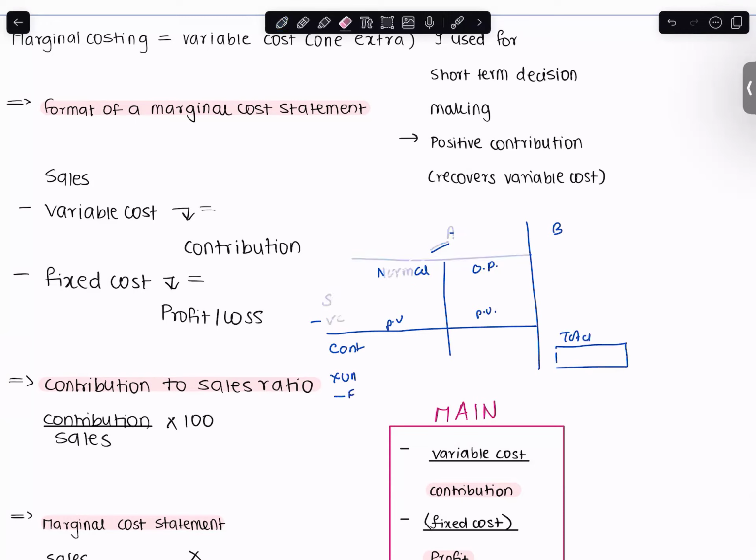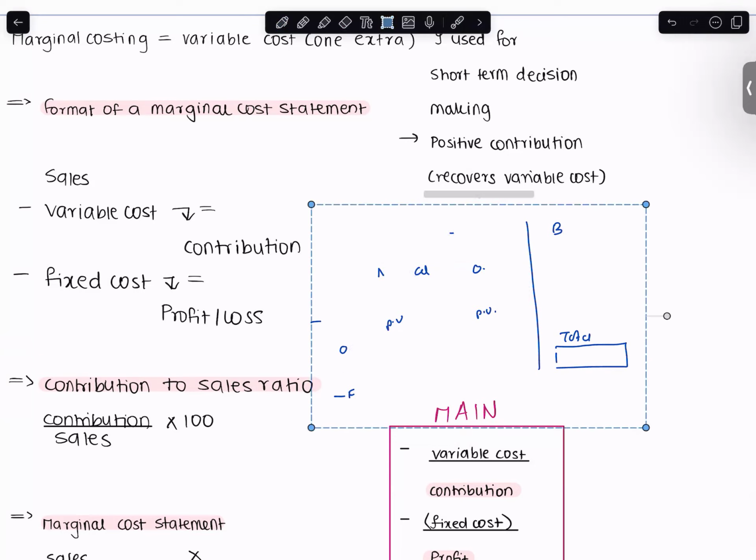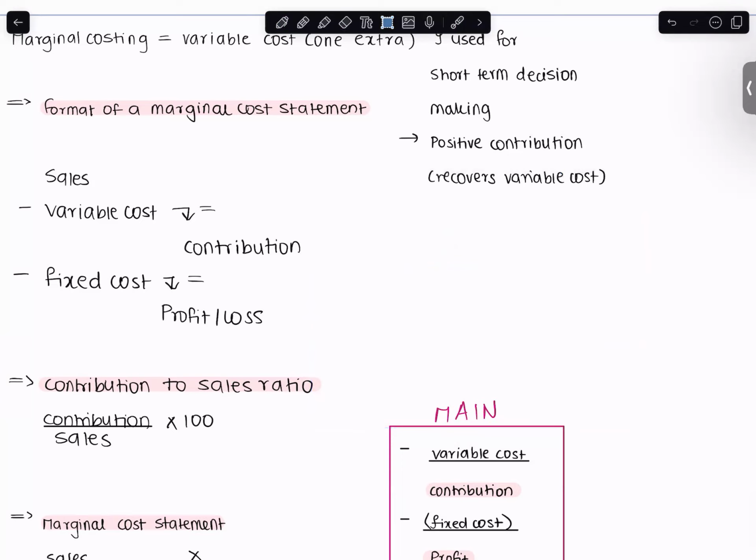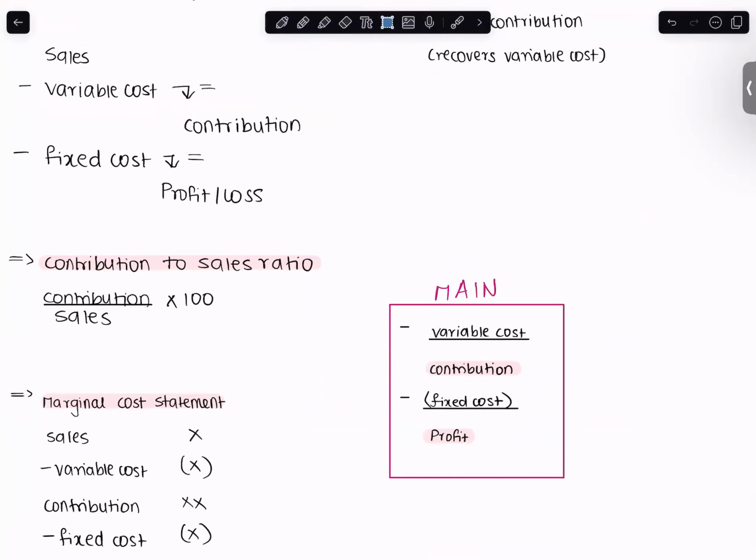Fixed cost is always based on which production? The actual production, or is it based on the budgeted production? Fixed cost is always based on the budgeted production, because you budget the total fixed cost and you budget the units.